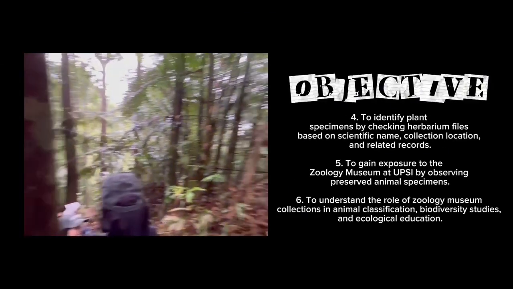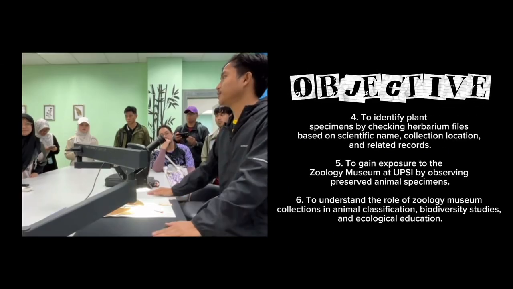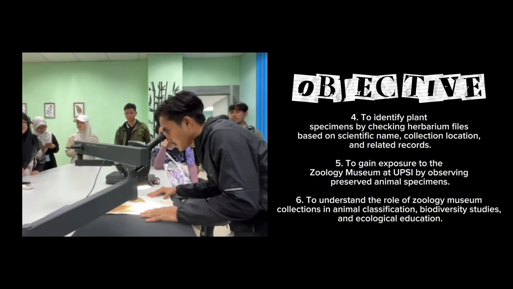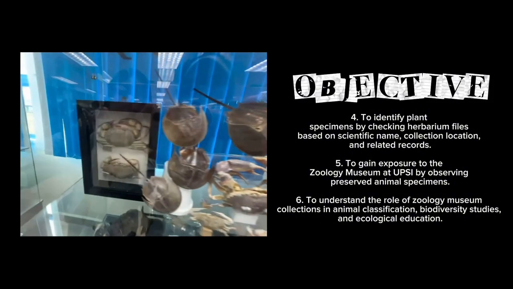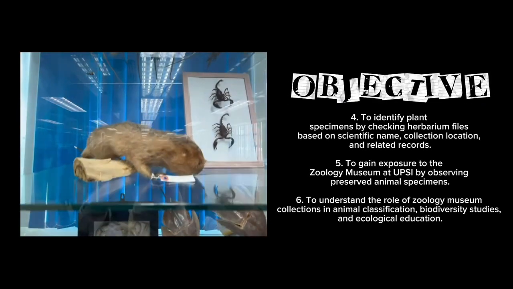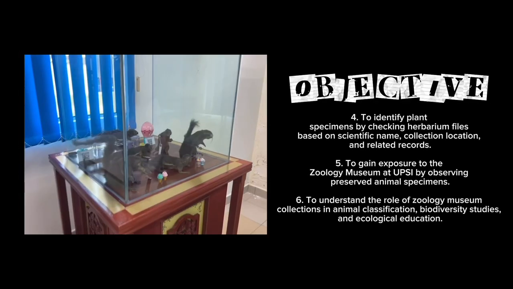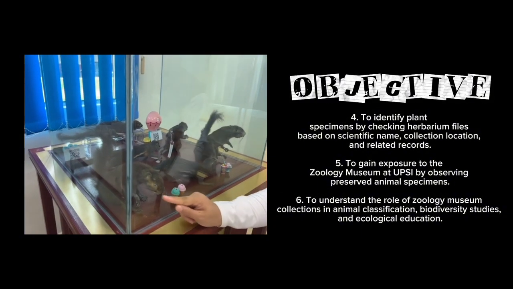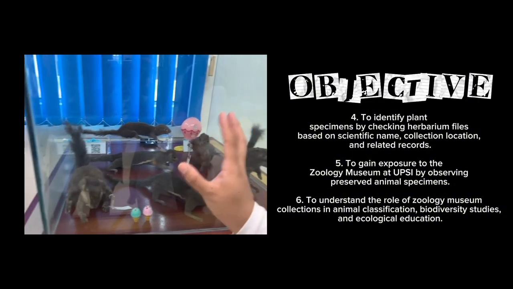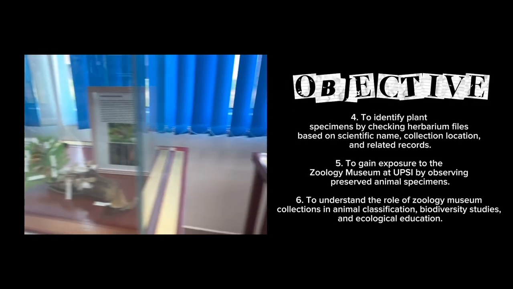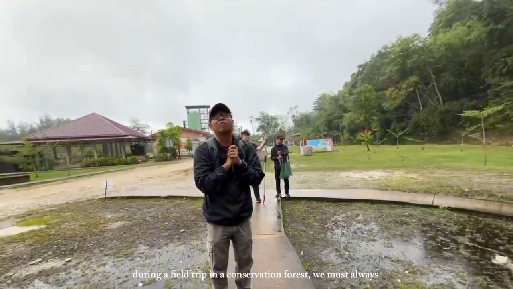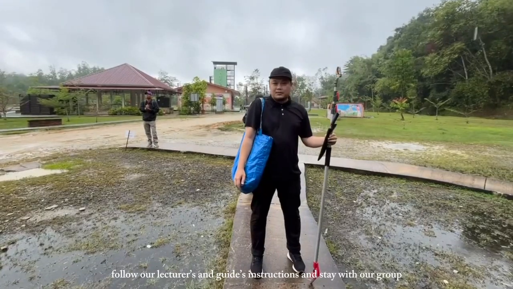Fourth, to identify plant specimens by checking herbarium specimens based on scientific names, collection location, and related records. Fifth, to gain exposure to the zoology museum at UPSI by observing preserved animal specimens. And the last one is to understand the role of zoology museum collections in animal classification, biodiversity studies, and ecological education.